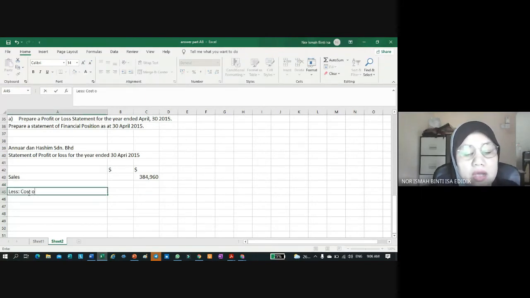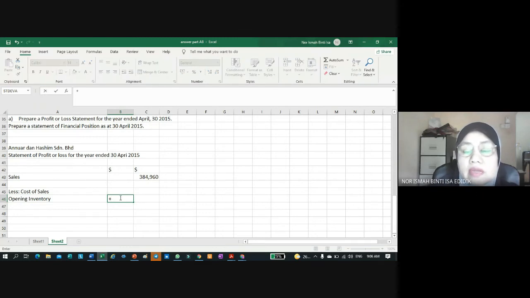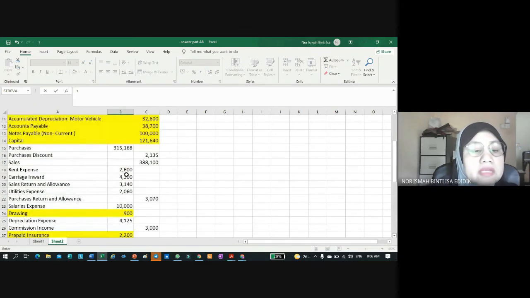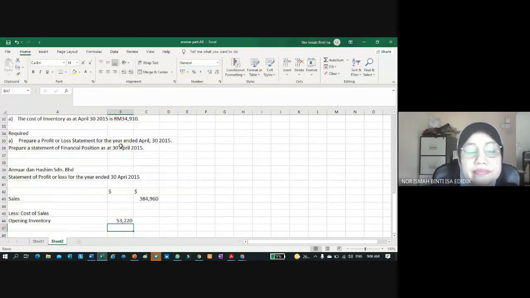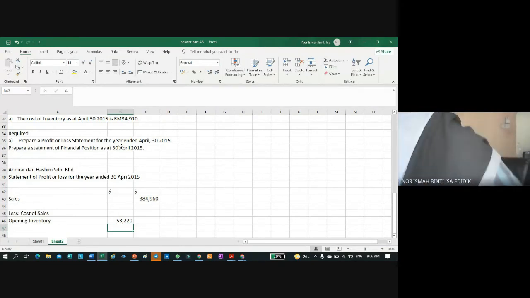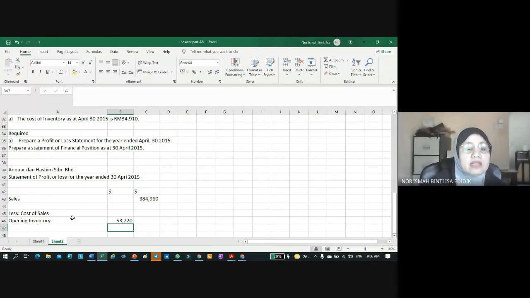And then we deduct cost of sales. We start with the opening inventory. What is the amount of the opening inventory? It must exist in this trial balance. Okay, then what do we need to add?